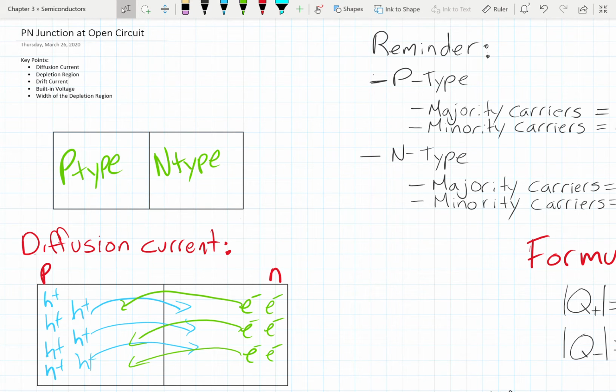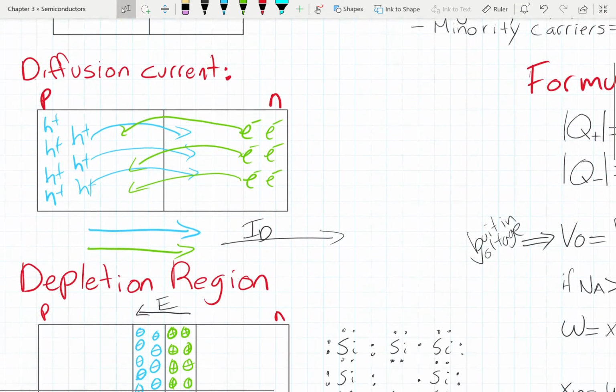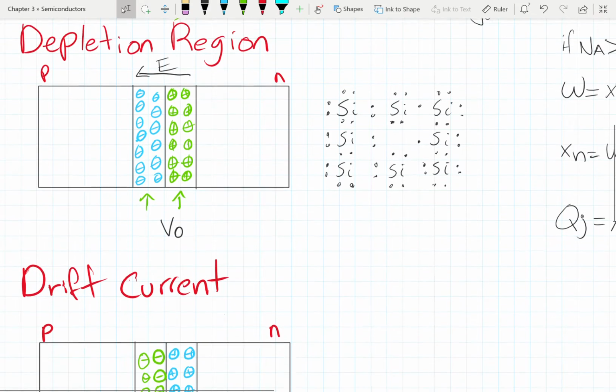Everyone, in this video we're going to cover the second part of PN junctions at open circuit, which is section 3.4 of your book. In the first video we already covered how diffusion current is generated and what the depletion region is. So now we're going to look into drift current.